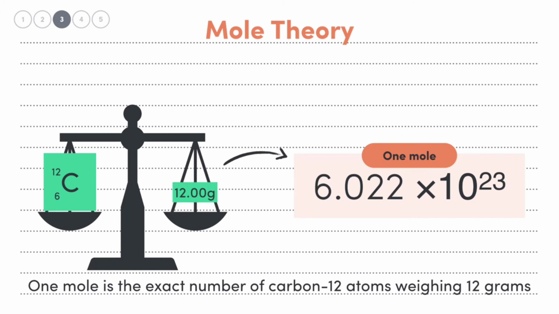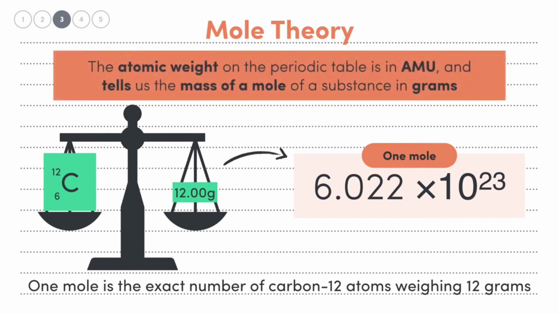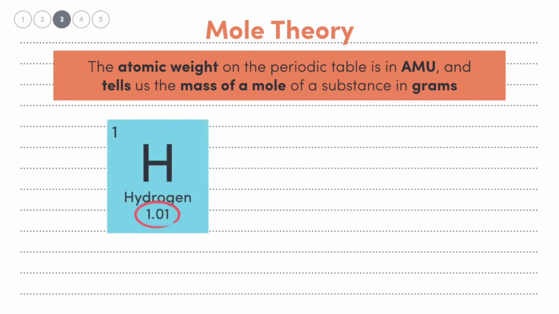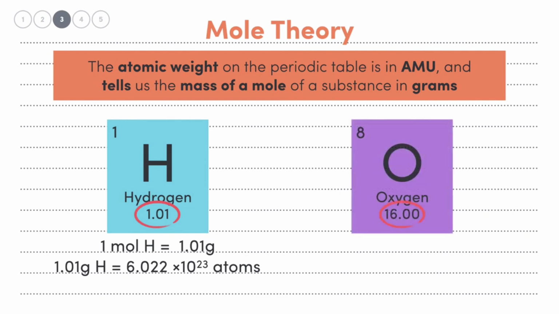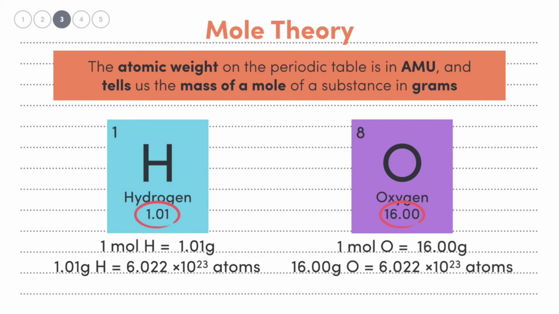This is so useful since we can use this to relate the mass of a substance to the amount of moles. The atomic weight, or relative atomic mass on the periodic table, is in atomic mass units, AMU, and tells us the mass of 1 mole of a substance. So looking at our atomic weights, we know that hydrogen has an atomic weight of 1.01 atomic mass units, meaning that 1 mole of hydrogen atoms will weigh 1.01 grams. In other words, 1.01 grams of hydrogen has 6.022 times 10 to the power 23 particles in it. Furthermore, oxygen has a relative atomic weight of 16.00 atomic mass units, meaning 1 mole of oxygen atoms will weigh 16.00 grams, and so on.